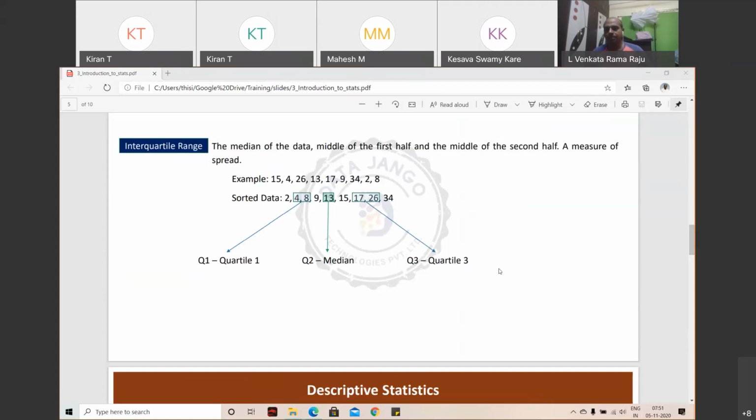Balabhaskar, would you like to add something to this? Yes, sir. Please.